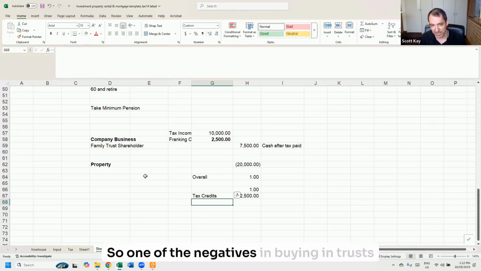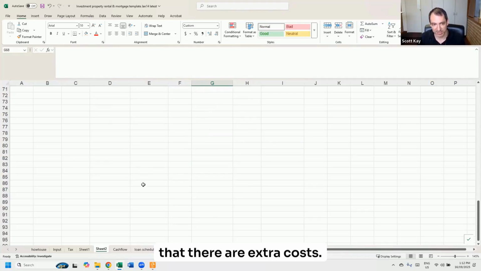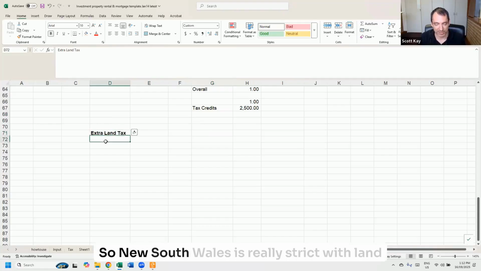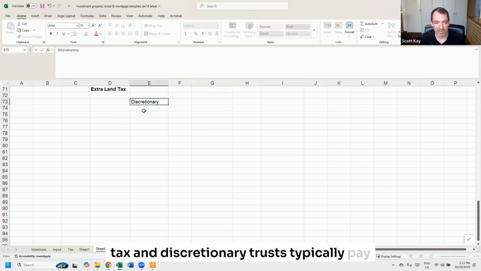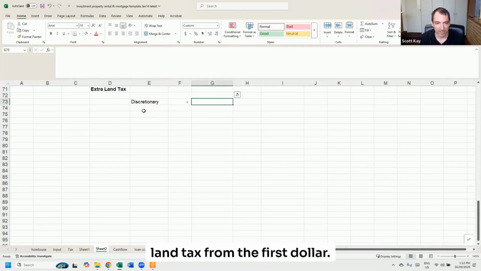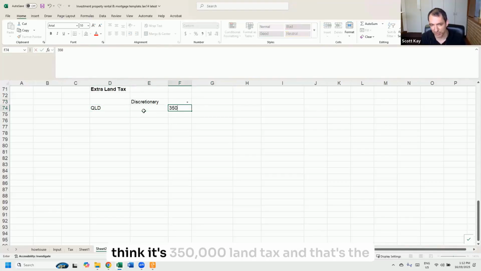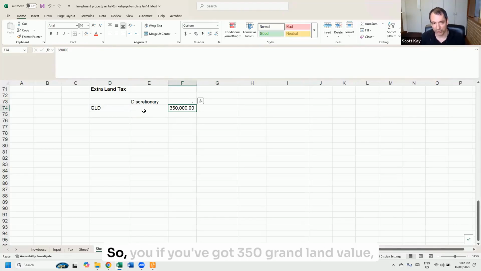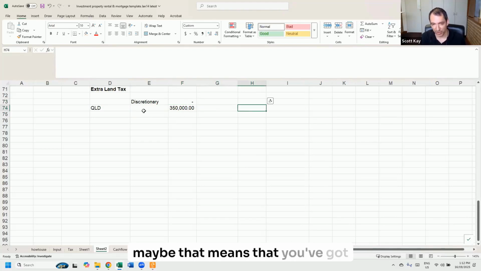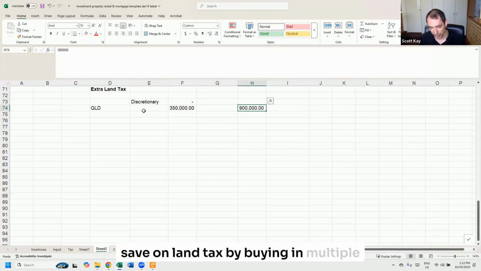So one of the negatives in buying in trusts or self-managed super funds or companies is that there are extra costs. There can be extra land tax. New South Wales is really strict with land tax, and discretionary trusts typically pay land tax from the first dollar. There's no land tax exemption. In Queensland, for a discretionary trust, I think it's 350,000 land value, not the building value. So if you've got 350 grand land value, maybe that means you've got a $900,000 property, and you can save on land tax by buying in multiple states.